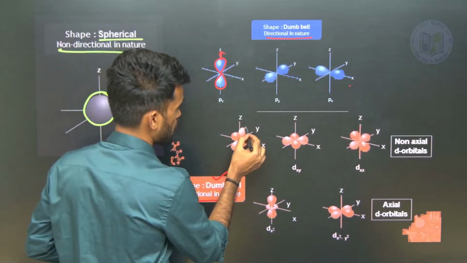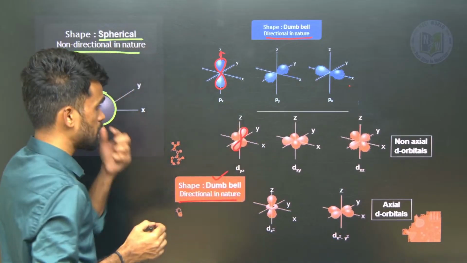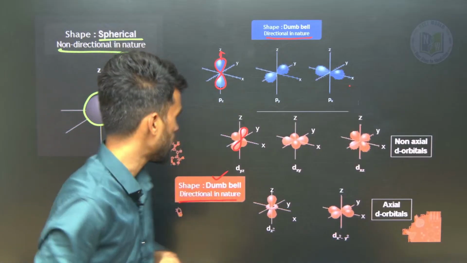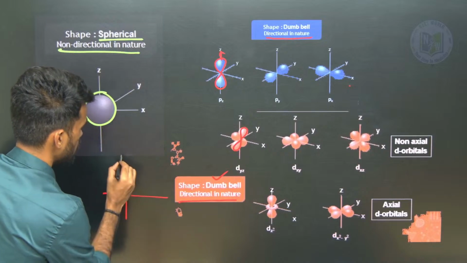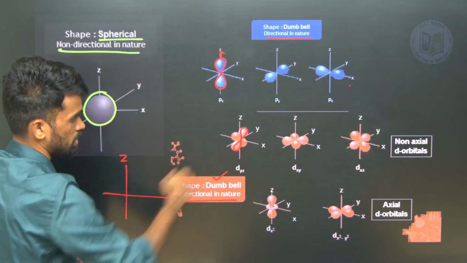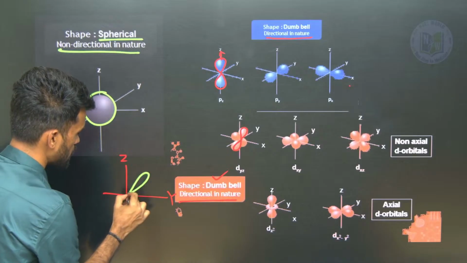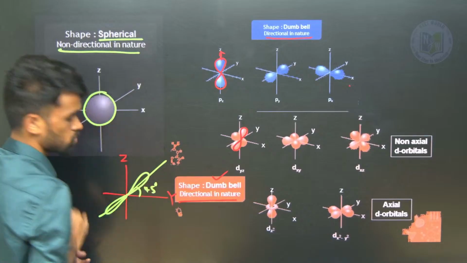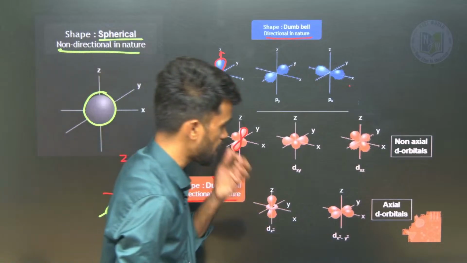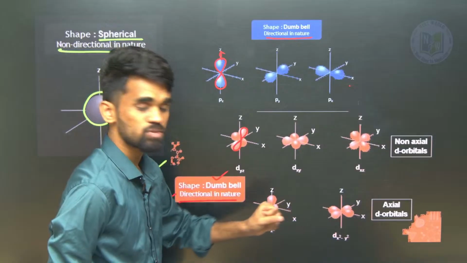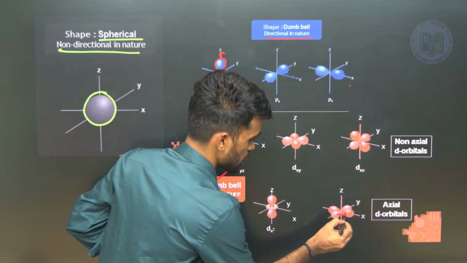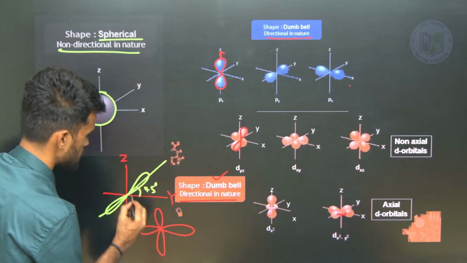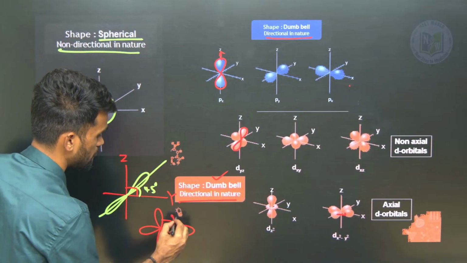It has a double dumbbell shape, and they may ask what the angle of orientation of dyz is. In between the z and y axes we have dyz, so the angle it makes is around 45 degrees. This should be the answer. And what is the angle between the two lobes in dx square minus y square? One is like this and another one is like this. What is the angle between them? 90 degrees.